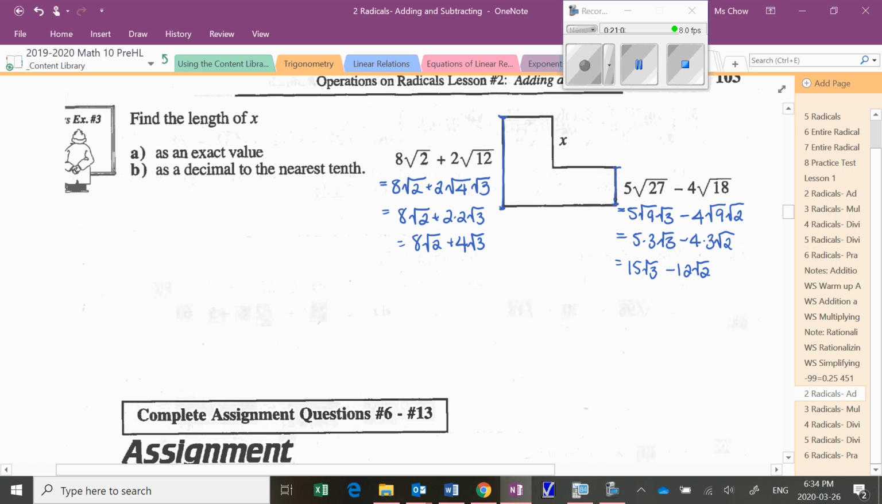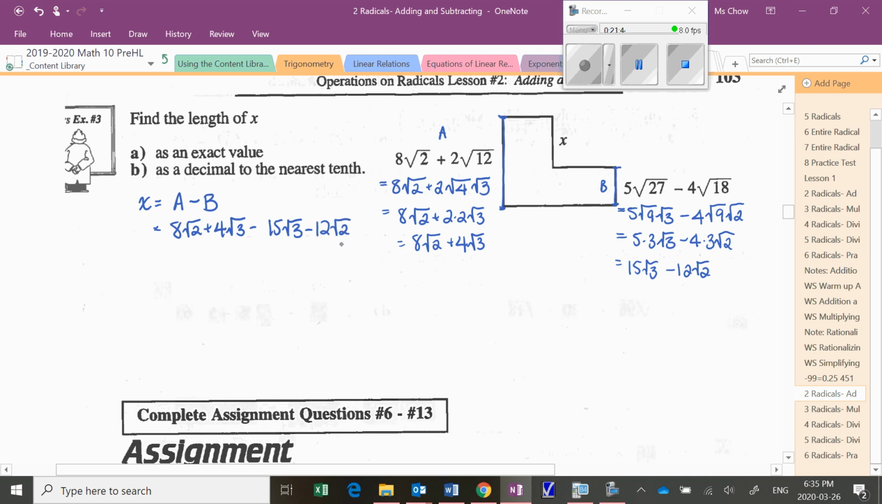So what we know again is that in order to get x, if I say this is A and this is B right here, then we know that B plus X equals A, or X is equal to A minus B. So if we write that out, X is equal to A minus B, then we know that A is 8 root 2 plus 4 root 3, and we want to then, of course, subtract 15 root 3 minus 12 root 2.